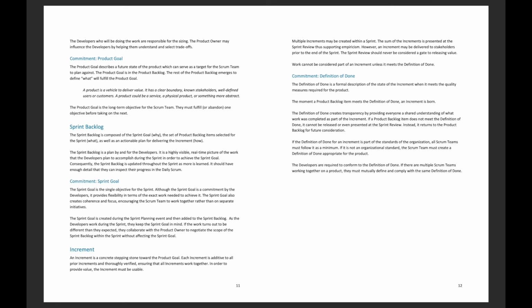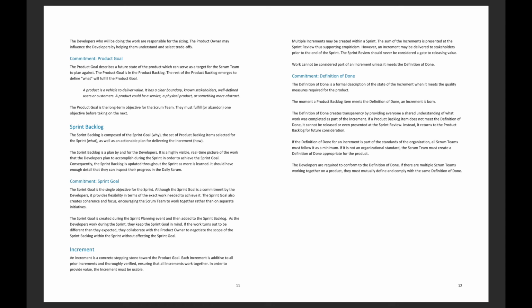Commitment, sprint goal. The sprint goal is the single objective for the sprint. Although the sprint goal is a commitment by the developers, it provides flexibility in terms of the exact work needed to achieve it. The sprint goal also creates coherence and focus, encouraging the Scrum team to work together rather than on separate initiatives. The sprint goal is created during the sprint planning event and then added to the sprint backlog.